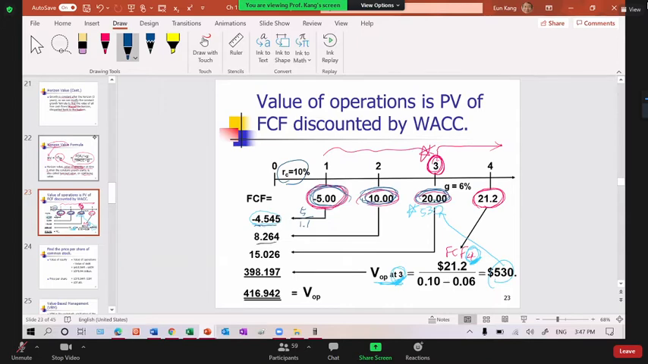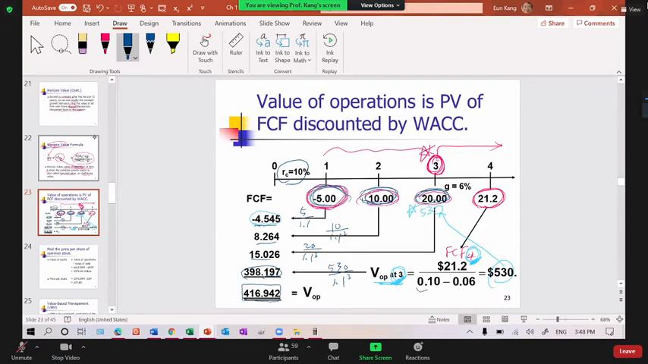And 8.264 is 10 divided by 1.1 squared, with year 2. And this one is 20 discounted by 1.1 cubed. And this number is 530 discounted by 1.1 cubed. Then you add them up, then 416.942. That's the value of operation, right? So don't get confused.